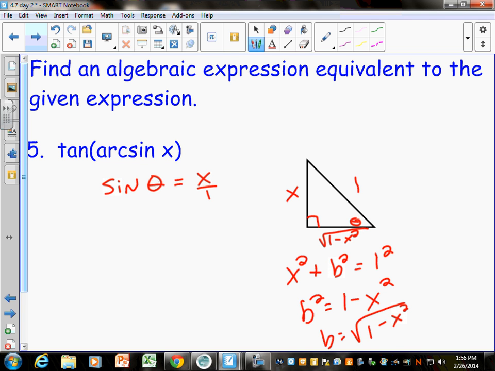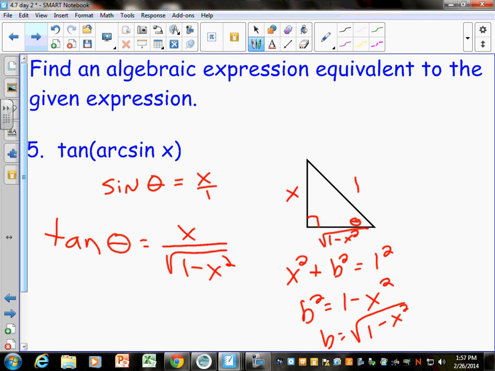So why would I do that? Because I have to find the tangent of this problem. And that's where this triangle comes into play here. So this is going to equal whatever theta is. Do you agree with me on that? So could I say that this is the same as just saying tangent of theta? Can you tell me what the tangent of theta is using the triangle? Tangent is, what's the ratio again? X over the square root of 1 minus x squared.